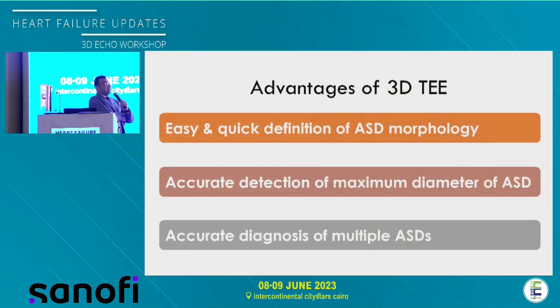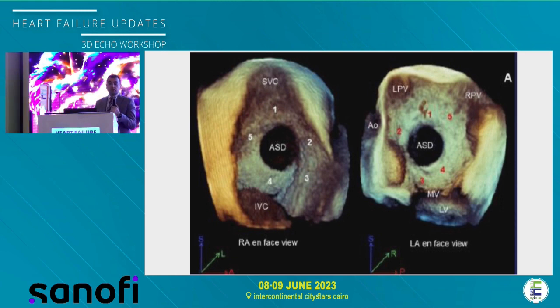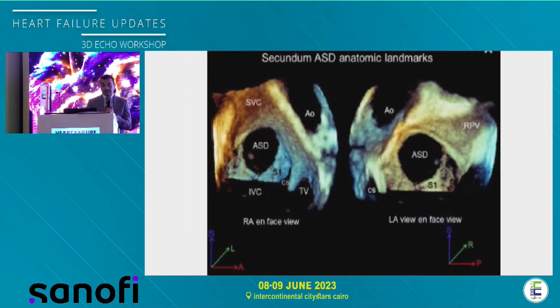So what are the advantages of transesophageal 3D echocardiography? It is an easy and quick definition of the ASD morphology. It has an accurate detection of the maximum diameter of the ASD, and it's accurate in the diagnosis of multiple ASDs, as we will see. So this is a view from the right atrial perspective. You can see the defect is very clear with all the borders all around, and you see it from the left atrial perspective on the right side. It is very clear here.